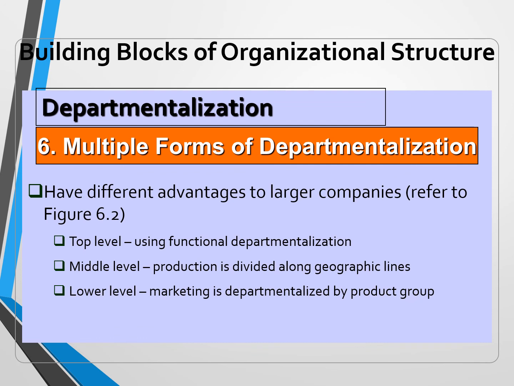The last type of departmentalization is multiple forms of departmentalization. In many organizations, a combination of these forms is used, especially when the firm grows in size. Let us see figure 6.2, which illustrates a company that uses functional departmentalization at the top level, geographic departmentalization at the middle level, and at the lower level they are using product departmentalization.